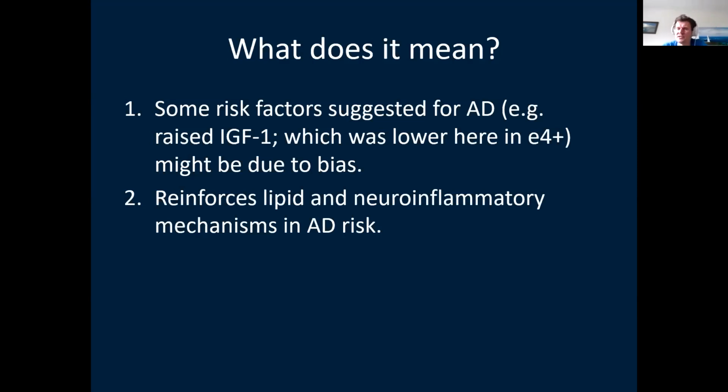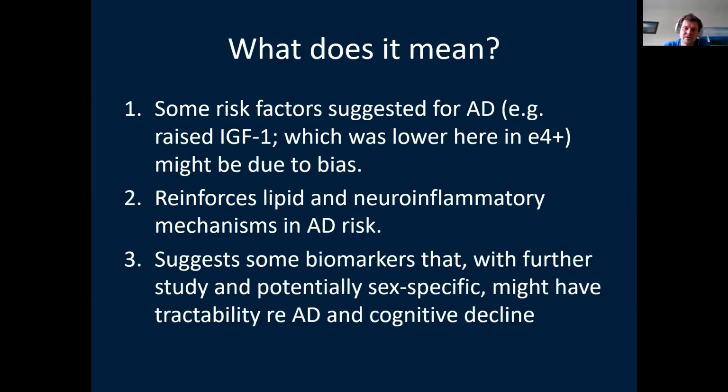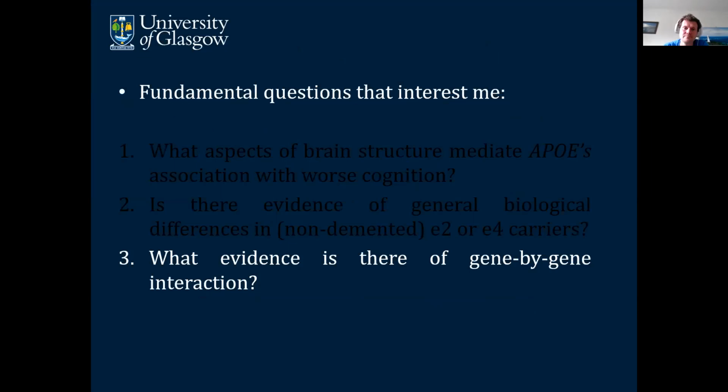So here we see, in the case of lipids, an absolutely massive association between ApoE genotype and lipids, and this is in people who haven't developed Alzheimer's yet at all, but they are at substantially increased risk. And it also suggests some biomarkers that, with further study and potentially looking sex-specifically, might have some tractability with regards to Alzheimer's disease and cognitive decline one day.